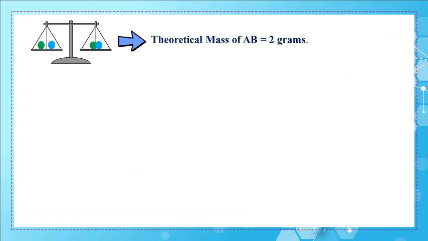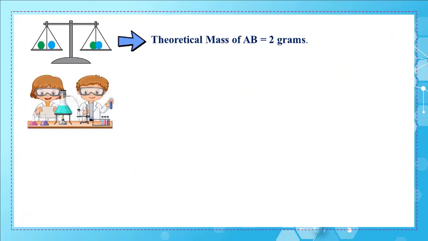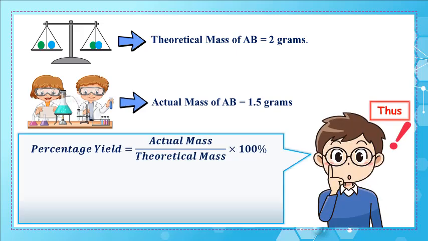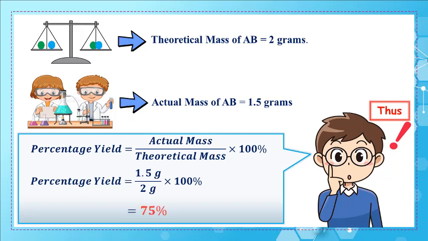If the theoretical mass of AB is 2 grams, and the actual mass of AB is 1.5 grams, thus we can calculate the percentage yield. It is equal to the actual mass over theoretical mass times 100 equals 1.5 grams over 2 grams times 100% equals 75%.